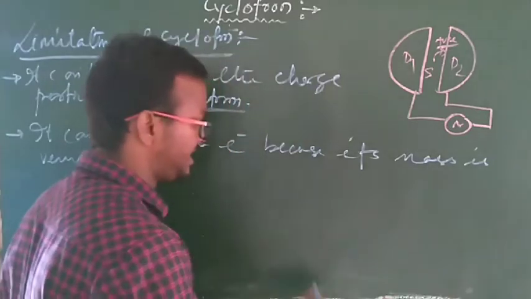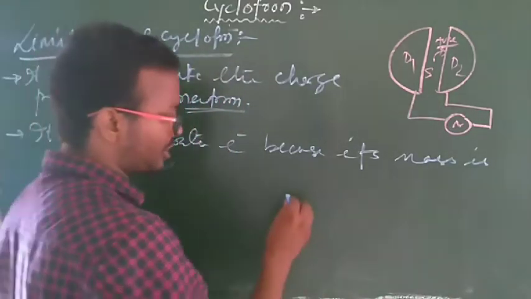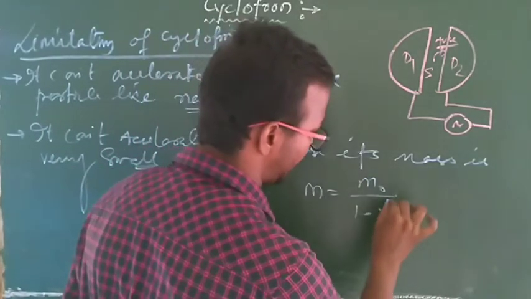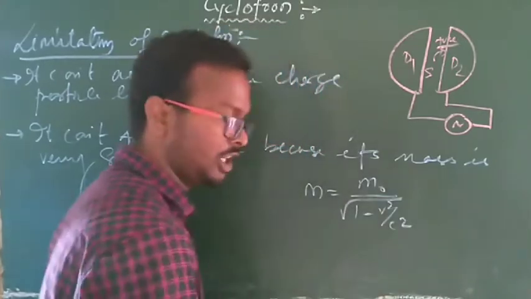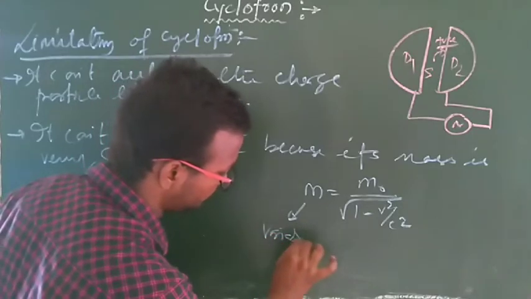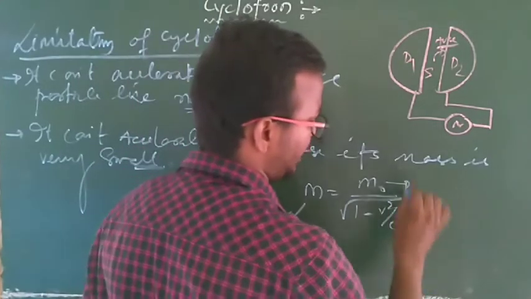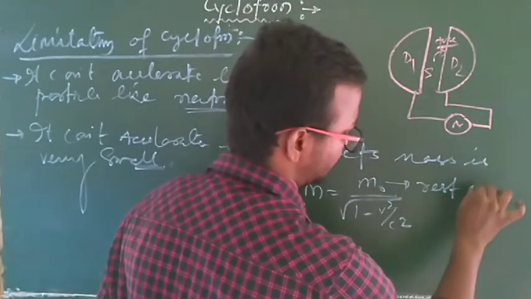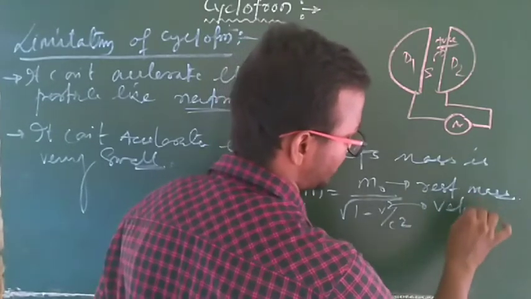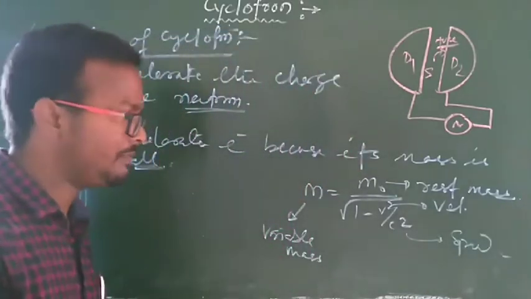We know from modern physics, the special theory of relativity, we have a formula: m equals m naught divided by the square root of 1 minus v square by c square. What is m? m means the variable mass, or mass of the body. What is m naught? m naught means the rest mass of the charge particle. What is v? It means the velocity of the charge particle. What is c? c means the speed of light. Clear?